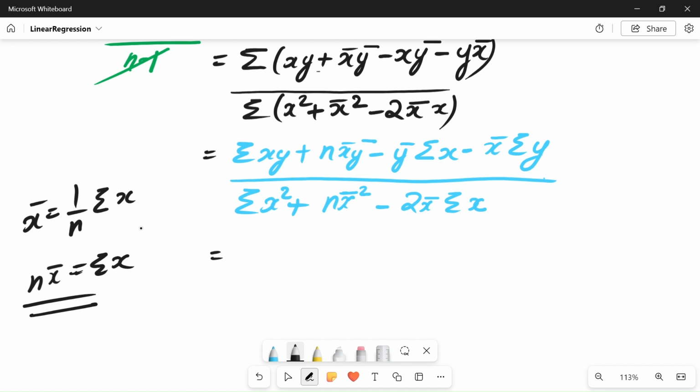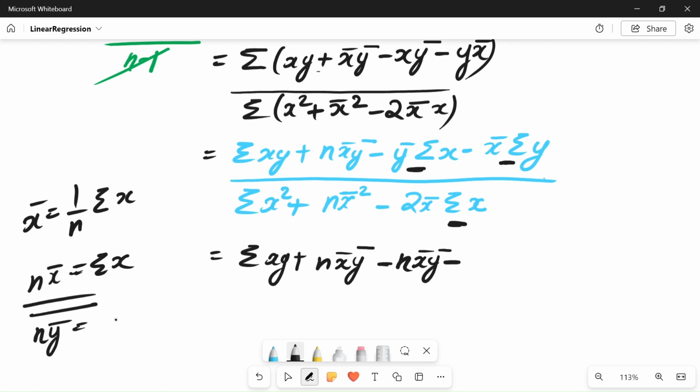So for summation x, we can replace summation x with n x bar over here, and we can replace summation y with n y bar over here, and in this case we'll replace it here as well. So summation xy plus n x bar y bar minus, if we replace n x bar over here, then we will be getting n x bar y bar, because if you substitute n x bar over here, then you will have n x bar y bar. And then again, if you replace summation y, it will be substituted by n y bar, equals summation y, so it will become again n x bar y bar. These two terms will be cancelled out.